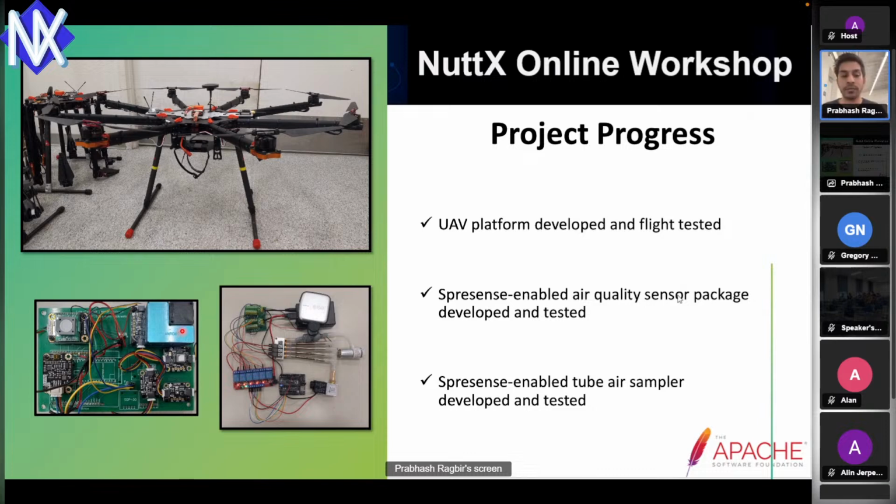And the brain behind this entire system is the Spresense. We also utilize the Spresense on this system here on the right, which is an air sampler. I will get into the details of how these work. But these are the two systems that we have on board the UAV for detecting chemicals.